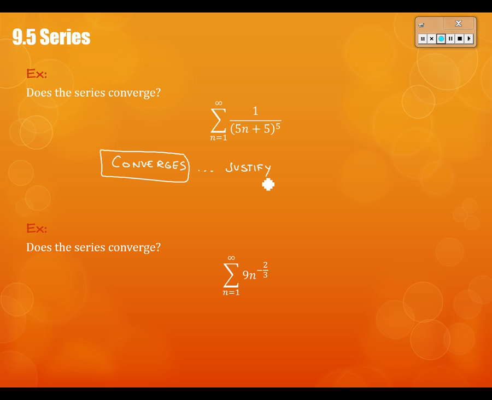All right, and then down here, what's going on? 9n to the negative 2/3. What do you say? Yeah, I think we have a hunch that it diverges. What does this one feel like? We're always using these p-series as a reference. You could use other series, but the p-series ones are really nice. I guess 1 over n to the 2/3.